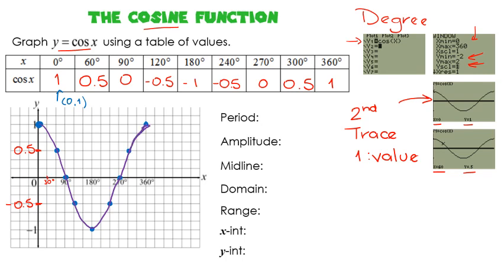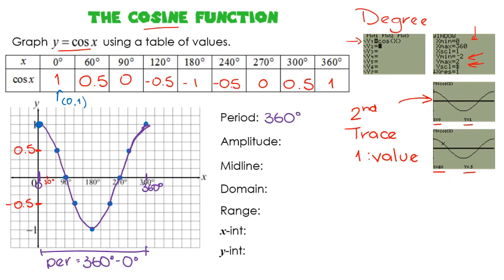To calculate our period, our graph starts at an x value of 0 and it ends at 360. So to measure our period, we're going to take the difference between 360 and 0, which means that our period is equal to 360 degrees.